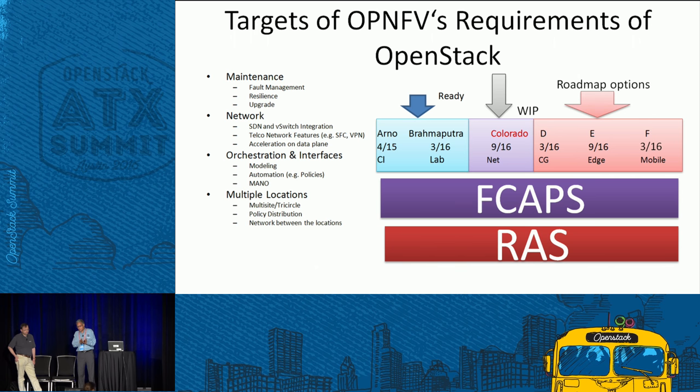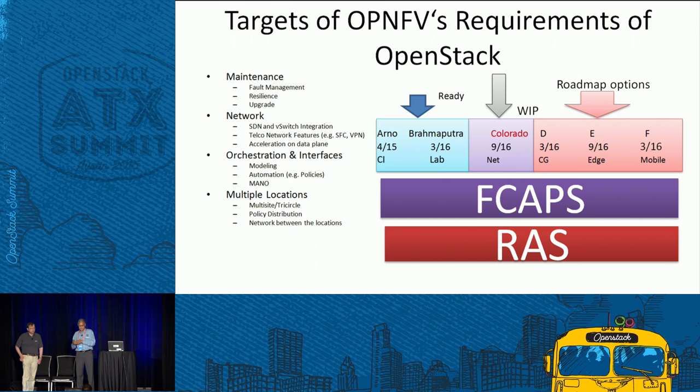And so we struggled in the first Arno release, then we came to Brahmaputra. Brahmaputra, now we have 21 scenarios, as he mentioned. Yes. Four for each of the three installers, plus the 8 or 9, which is based on Fuel. And Fuel is part of, obviously, OpenStack, but it doesn't have all that we need. So we are enhancing it.